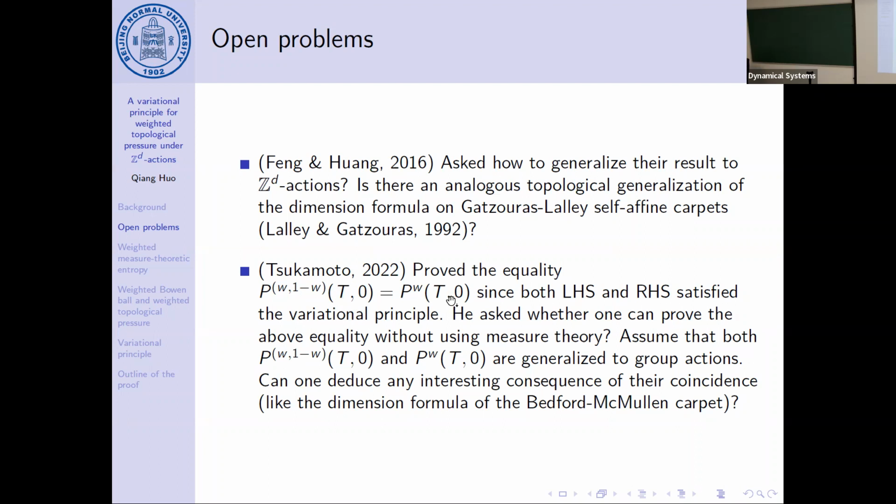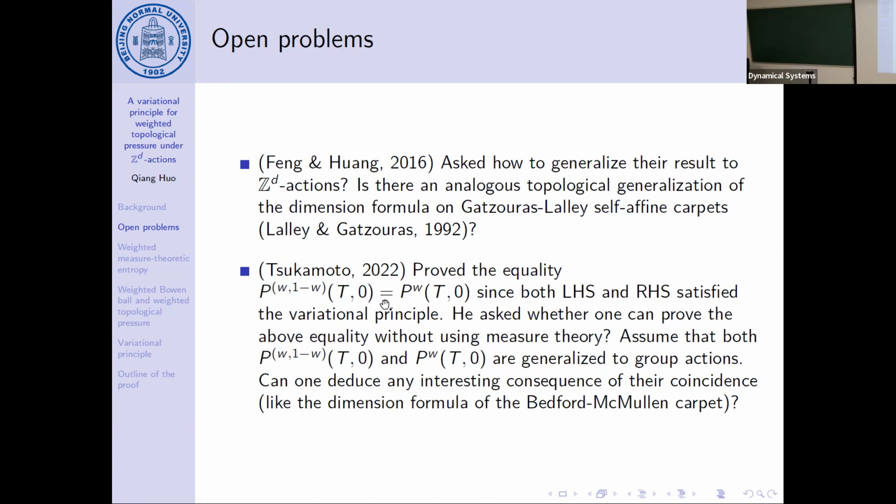Have you defined this PW, or do you plan to define it later? This PW, yes, this is by Tsukamoto. But have you defined it? Yeah, he has defined it. No, but you. And I didn't. You didn't. I didn't mention the details of the definition here because I will use the first definition.